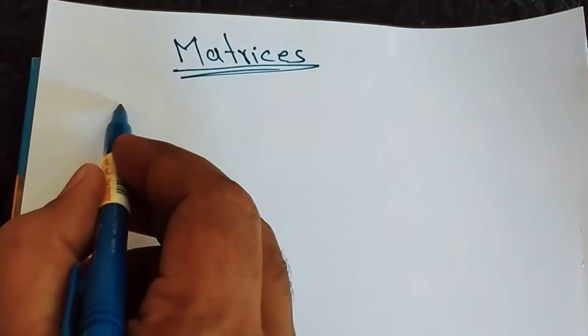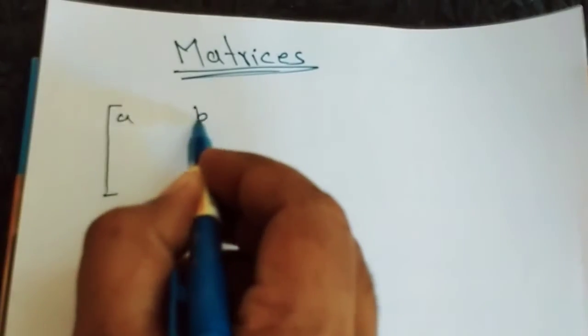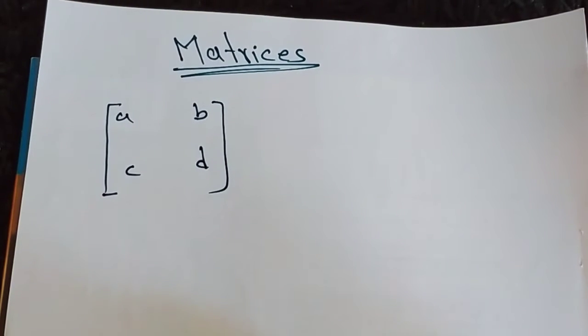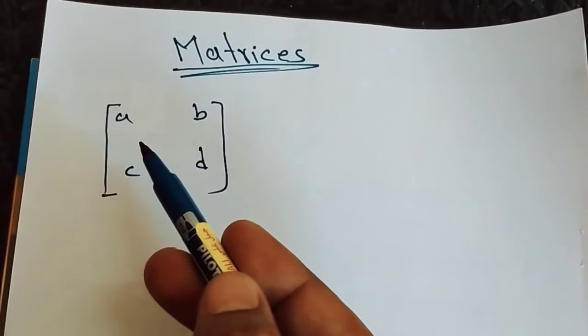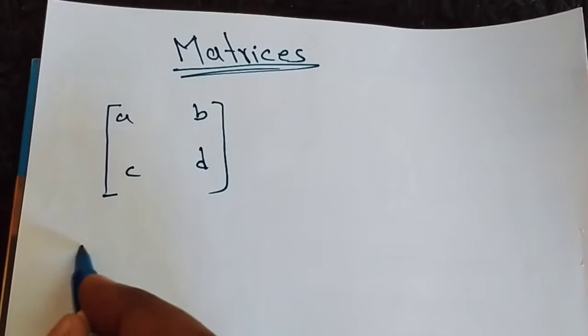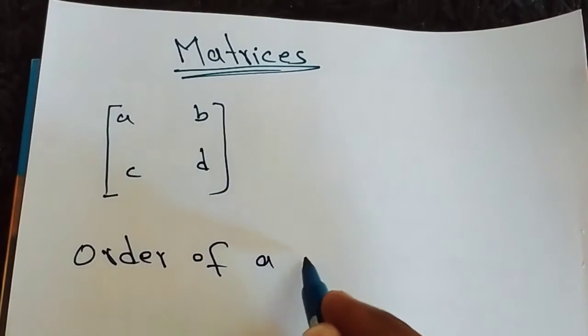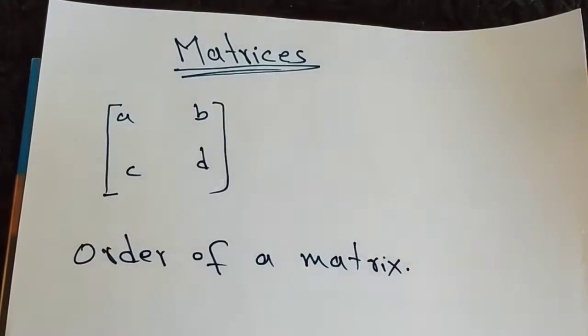Look here, my dear. First of all, I want to show you a matrix with elements A, B, C, and D. These are the elements of a matrix. The main thing you need to understand in a matrix is the order of the matrix. So a matrix is given. What is the order of a matrix?